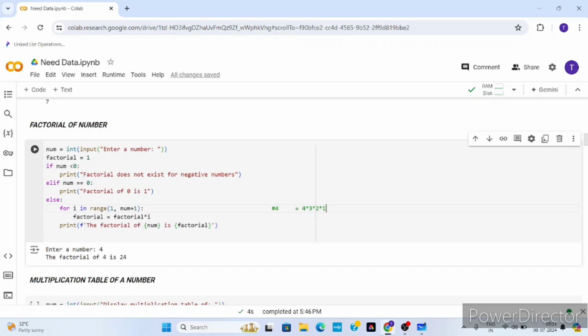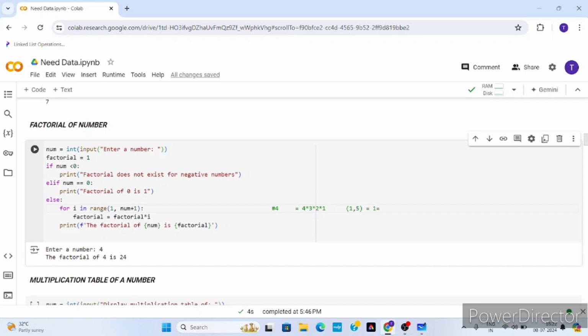So that's the thing. Let's take for i in range(1, num + 1), because we want to include that particular number. I'm taking 1 comma num plus 1, which means 1 comma 5 for 4; the Python interpreter only takes it as up to 4. So factorial equals factorial into i, and the factorial value is already set to 1.